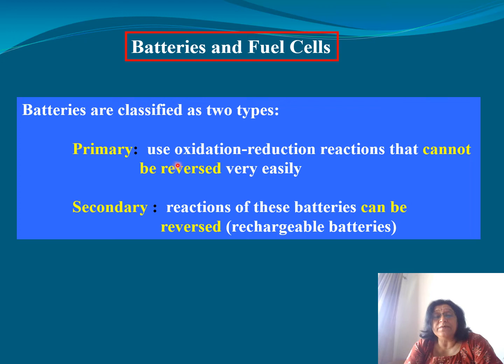In primary, what happens? They use oxidation reduction reactions that cannot be reversed very easily. But in secondary, what happens? The reaction of these batteries can be reversed. They are rechargeable batteries. Okay.